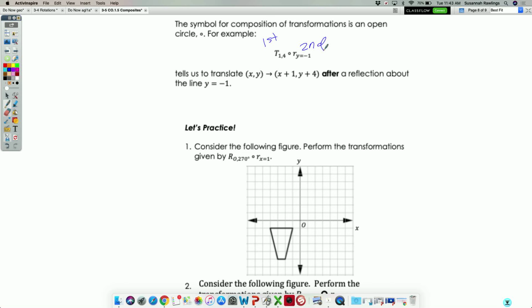Do you guys know how to find these lines? You are going to have to do that on your test. Like y equals -1, x equals -1. Do we remember how to find those lines? They're either vertical or horizontal. So just think about where -1 is located on a graph. What direction do I go?